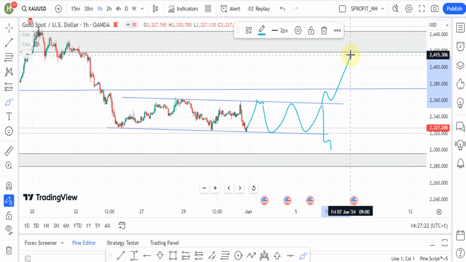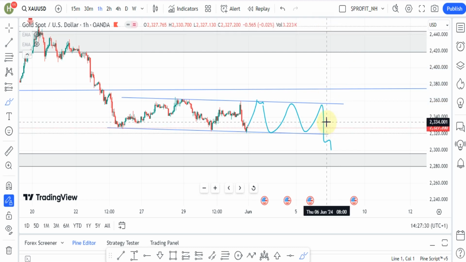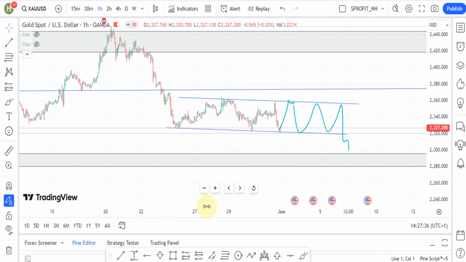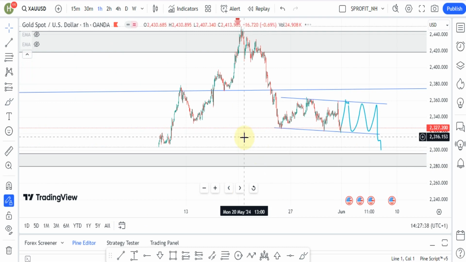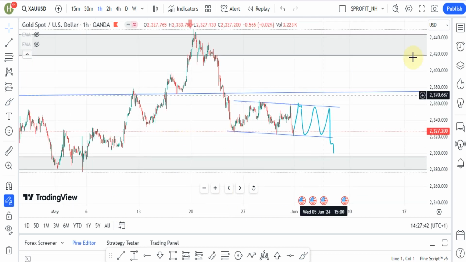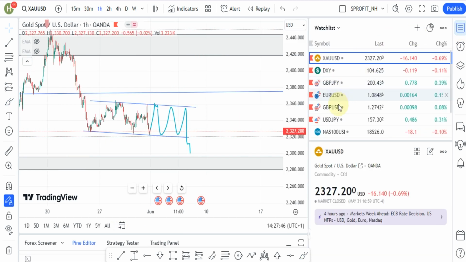So that's it for the gold market. Let's see how it will behave tomorrow, and if it does give us these kinds of structures, then we should jump right into the market and see if we can take advantage and make some money out of there. So let me go to the GBPUSD and at least see what the market is doing.